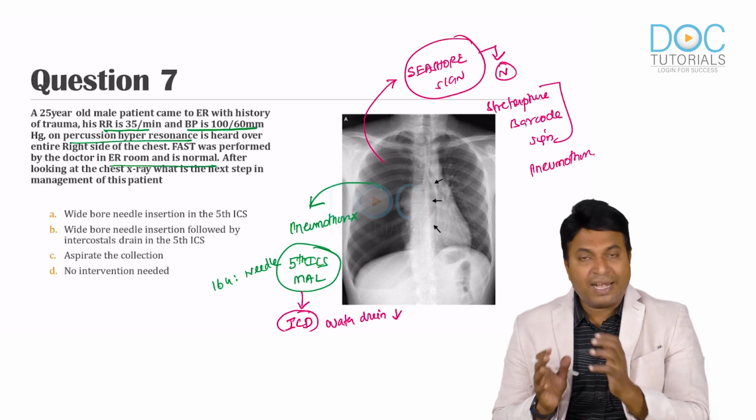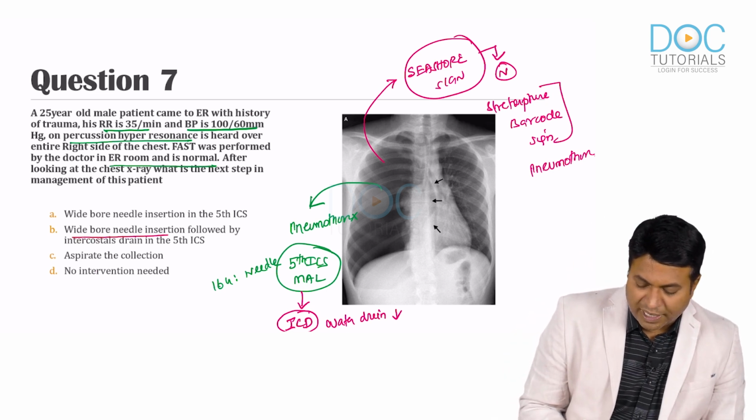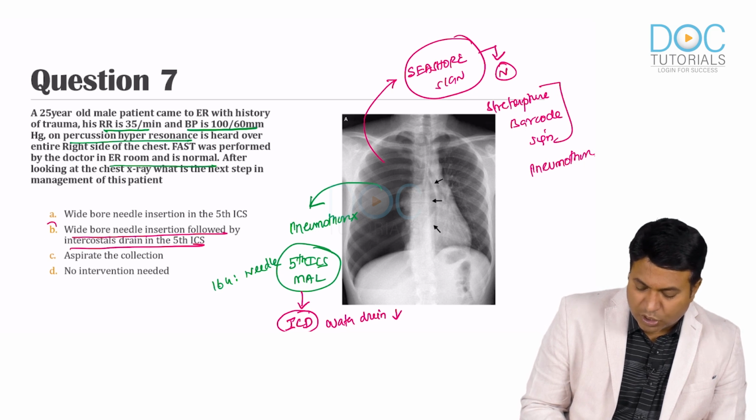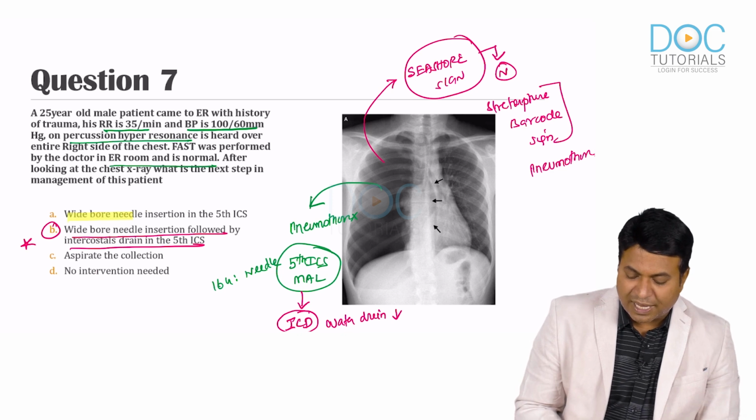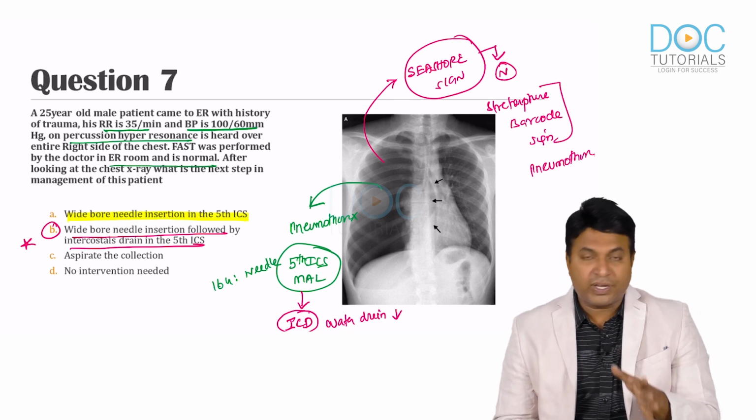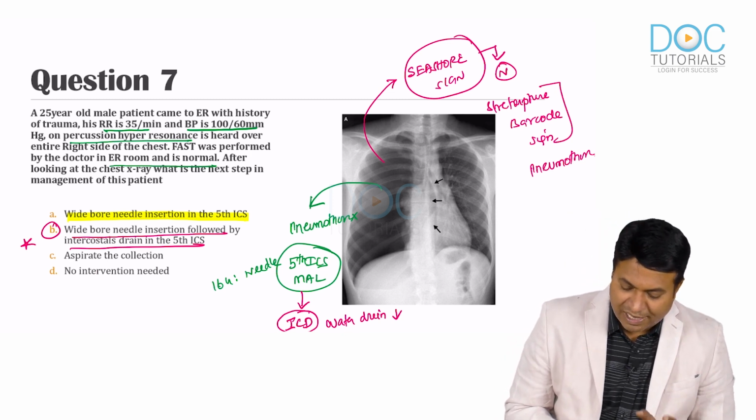An intercostal drainage tube with an underwater drain is the ideal procedure. So the next step is wide bore needle followed by intercostal drain in the 5th intercostal space, which is the correct answer. Many students were arguing at that time. Wide bore needle in the 5th intercostal space is correct, but that is not the final step. There is a choice very clearly given.